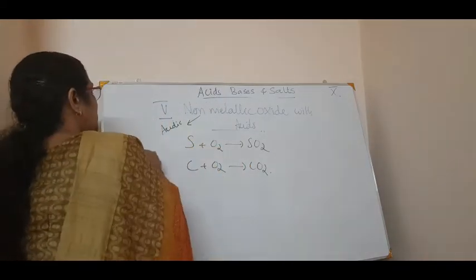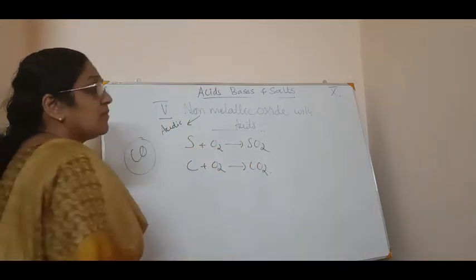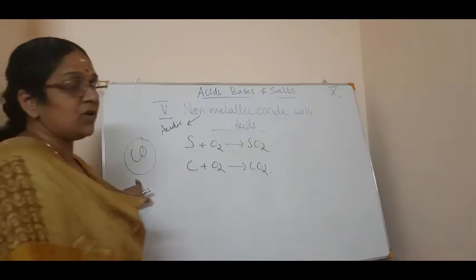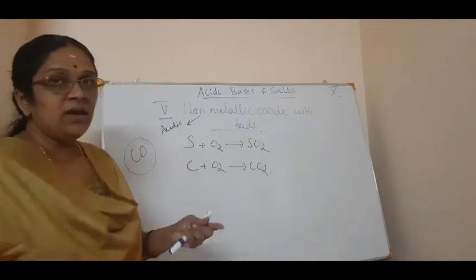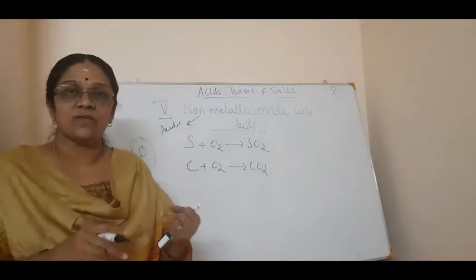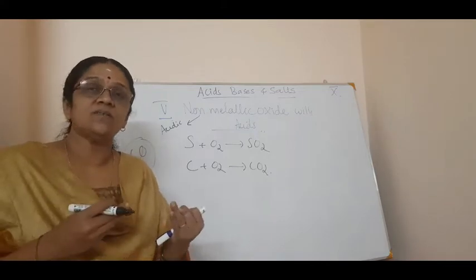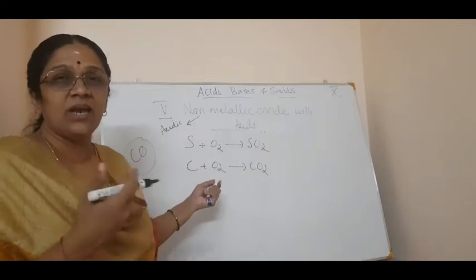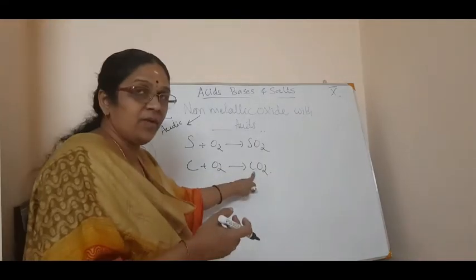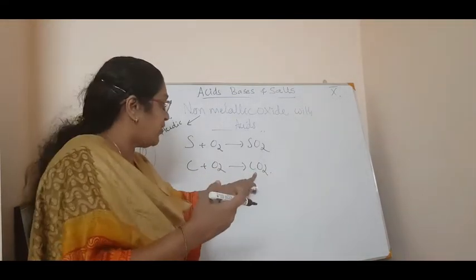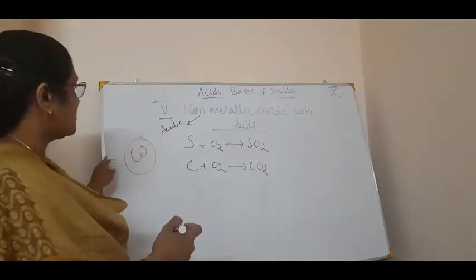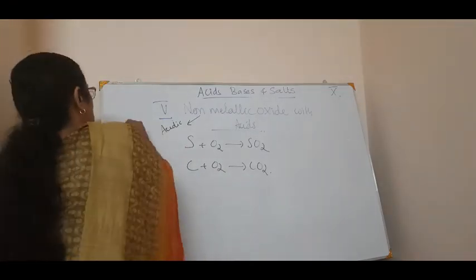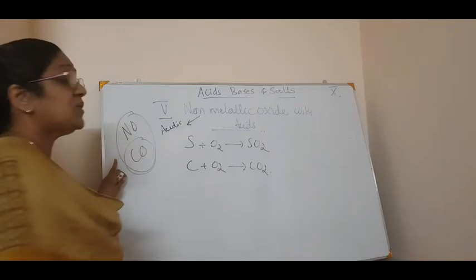Carbon monoxide is a neutral oxide. NO, you know, right? There are three types of oxides: acidic oxides, basic oxides, as well as neutral oxides. Neutral oxides are carbon monoxide, NO, and so on. So these are the examples of neutral oxides, like CO, NO, etc.